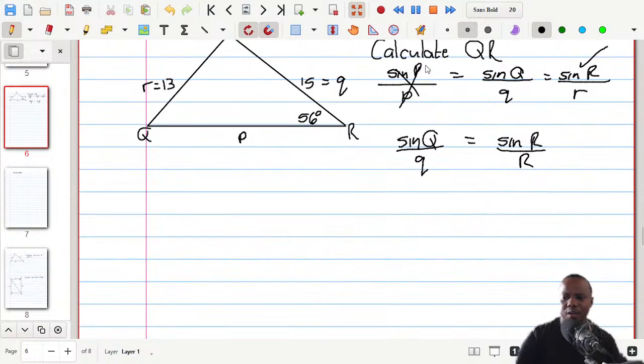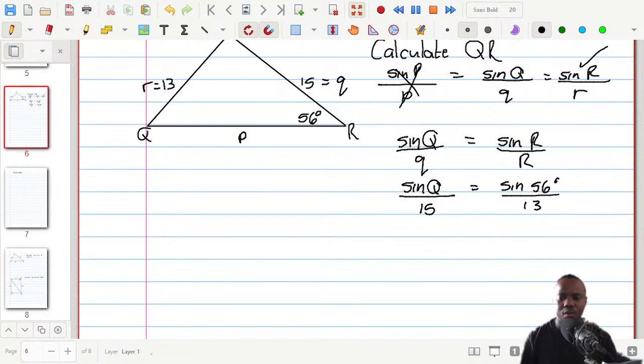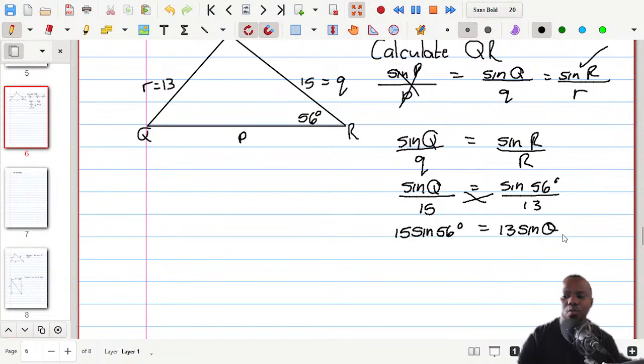Let's substitute what we know. This is just going to be sine of Q over 15, equal to sine of 56 degrees over 13. We are solving for Q, so let's cross multiply. We're going to have 15 sine of 56 degrees is equal to 13 sine of Q. Whoops, this is sine of Q. Divided by 13, divided by 13. This is going to cancel that.